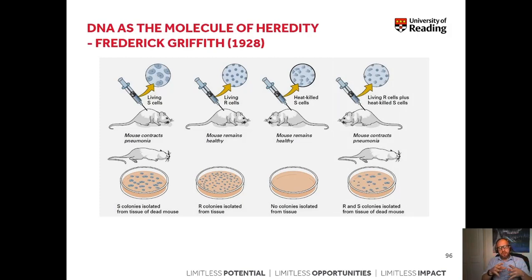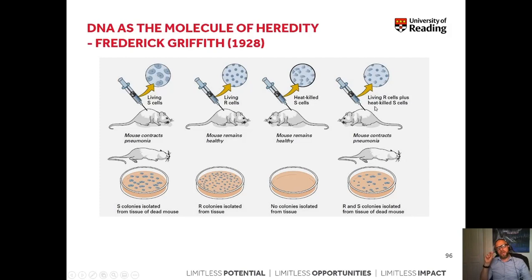In the most crucial and important experiment, they, in addition, mixed living R cells, those are the bacteria that are not able to produce disease, and combined this with heat-killed S cells. Here, the mouse actually did contract pneumonia and died. In the following, Griffith was able to isolate both R and S colonies.